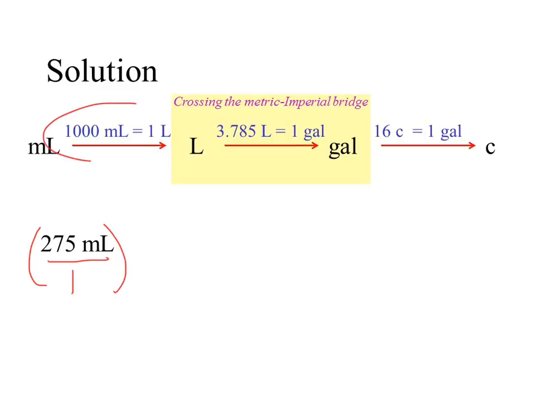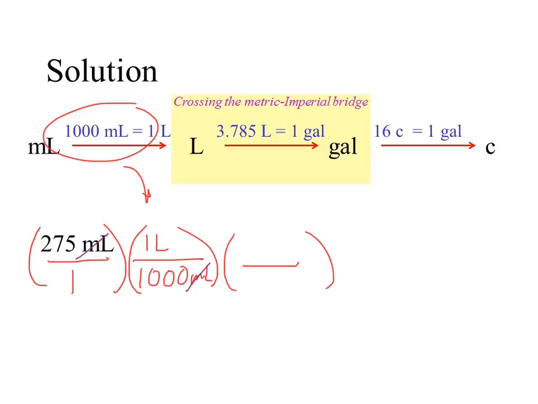So I'm going to use this. What goes on the bottom? 1,000 milliliters. Perfect. And what goes on the top? 1 liter. Perfect. Don't forget the units. All right. So now milliliters cancel. Now I want my liters to cancel, and I want to get to gallons. So what number goes in the bottom there? 3.785 liters. Perfect. Over 1 gallon in the top. So liters have canceled, and we're left with gallons.